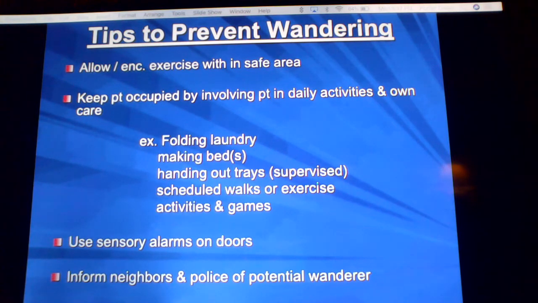You probably want to inform neighbors and police if you have a person with dementia at home and you're taking care of them in the community at their home. You probably want to tell the neighbors and the police, because if they see this person walking down the street, at least they know where that person belongs.